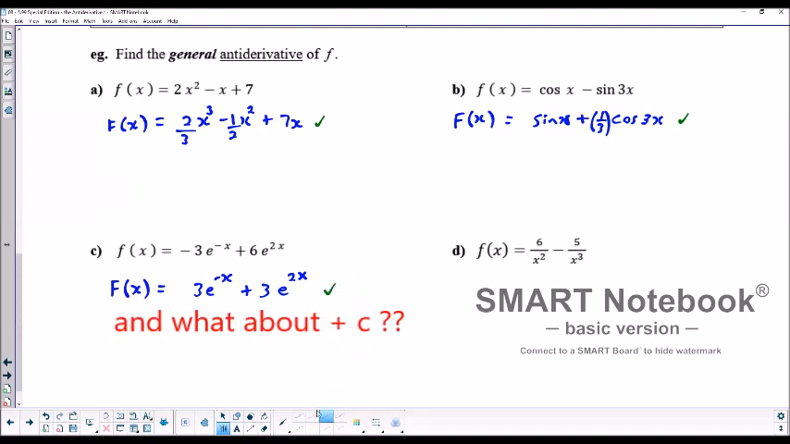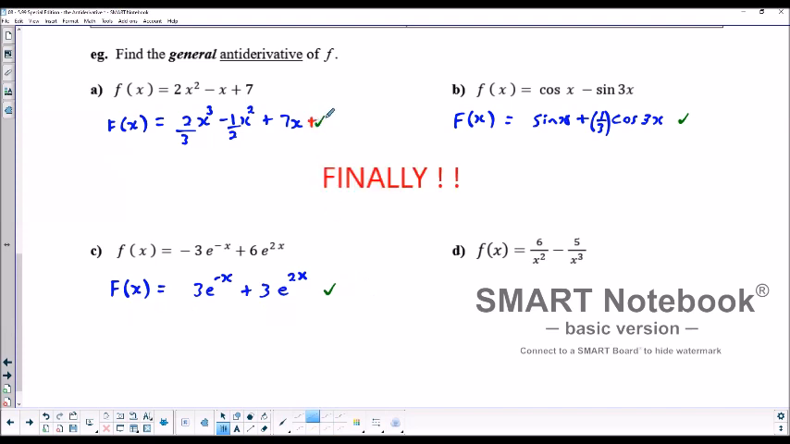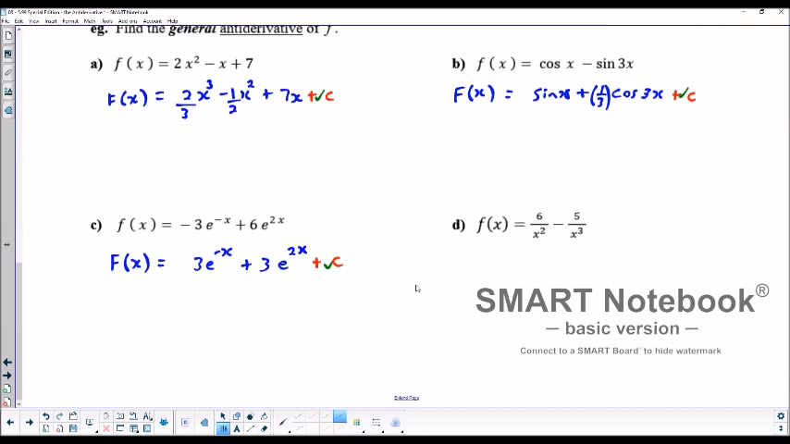Oh, sorry, and you know what? I've forgotten all the way along. We have to add c to all of these. I got so wrapped up in the actual antiderivatives, so I forgot the plus c.